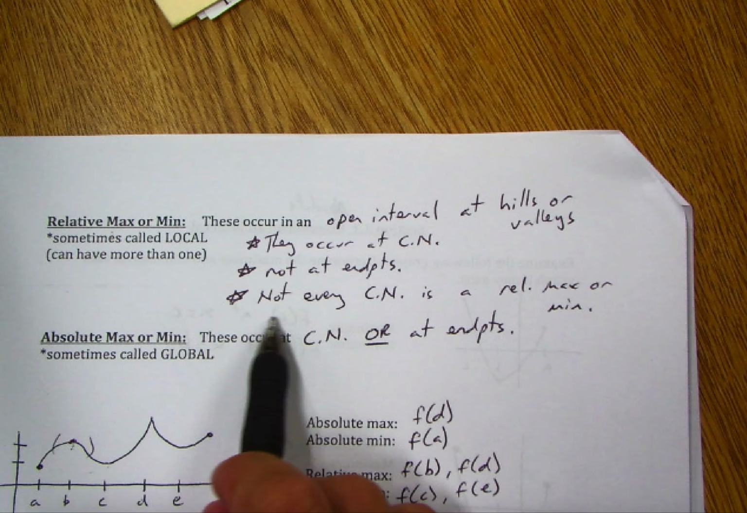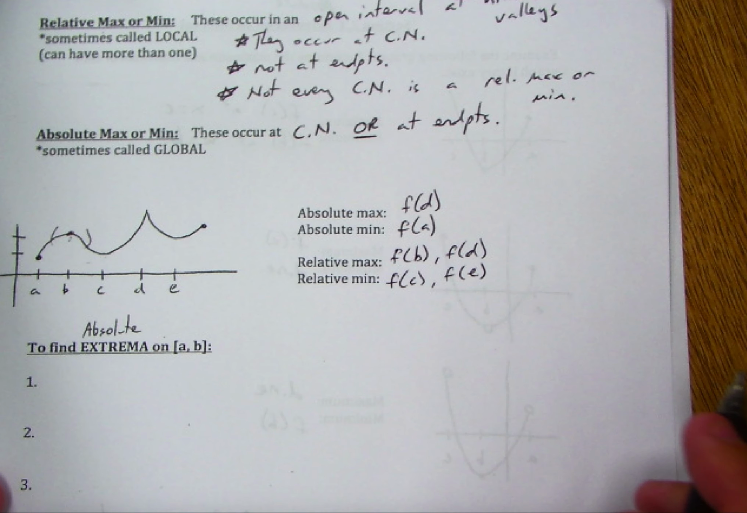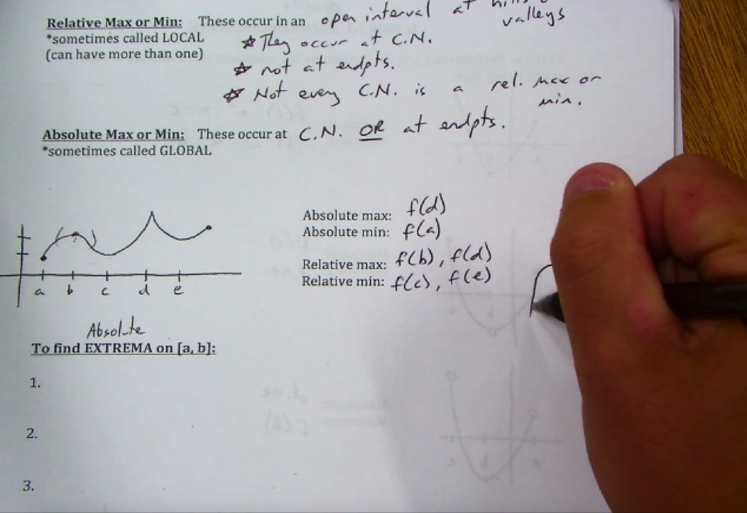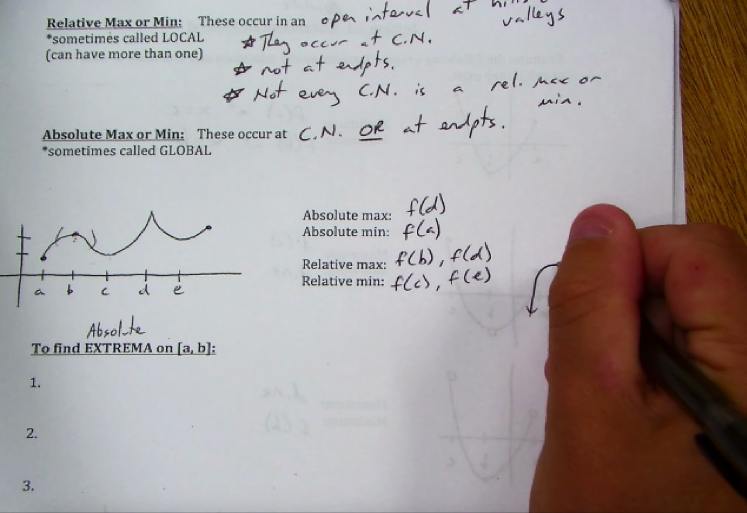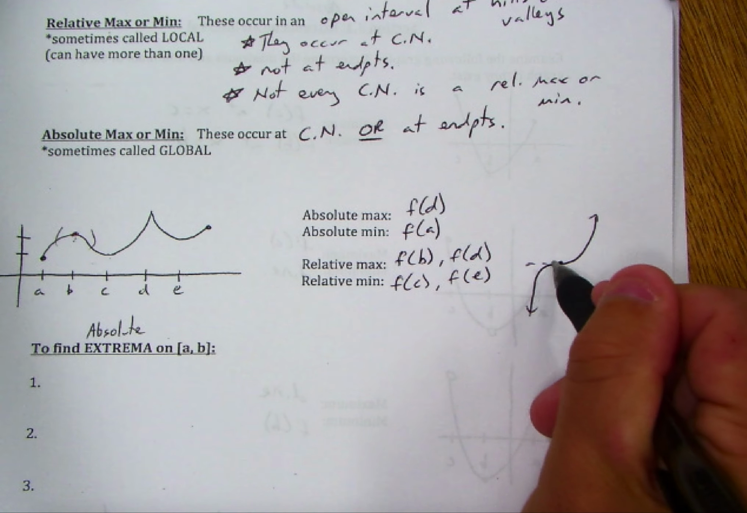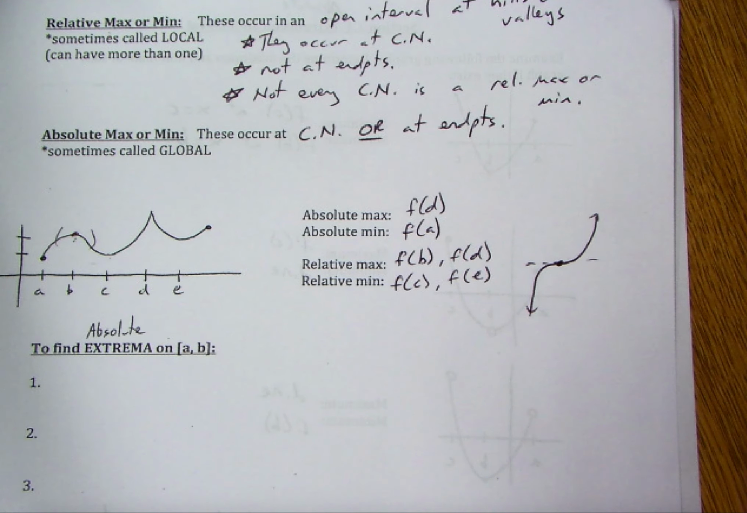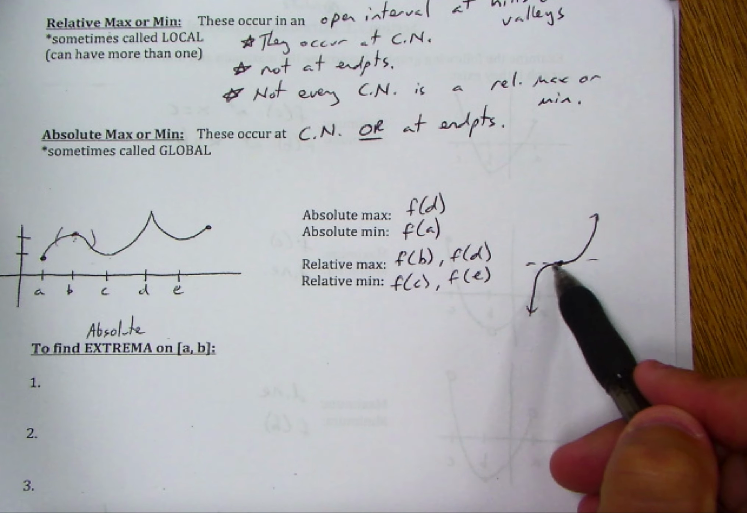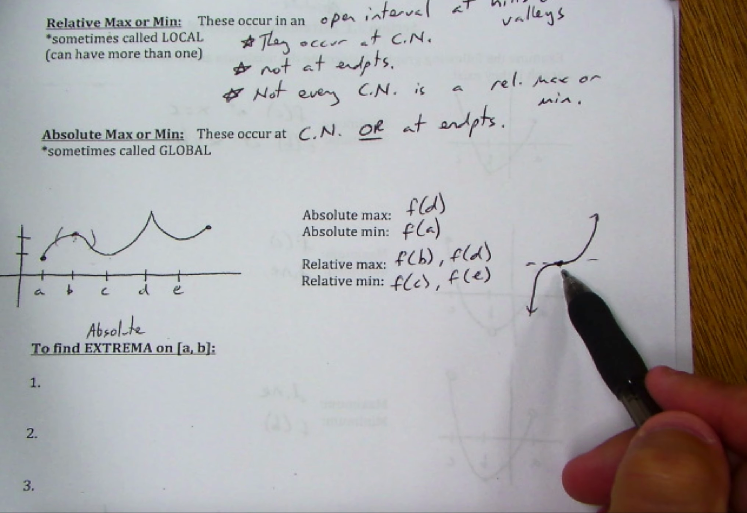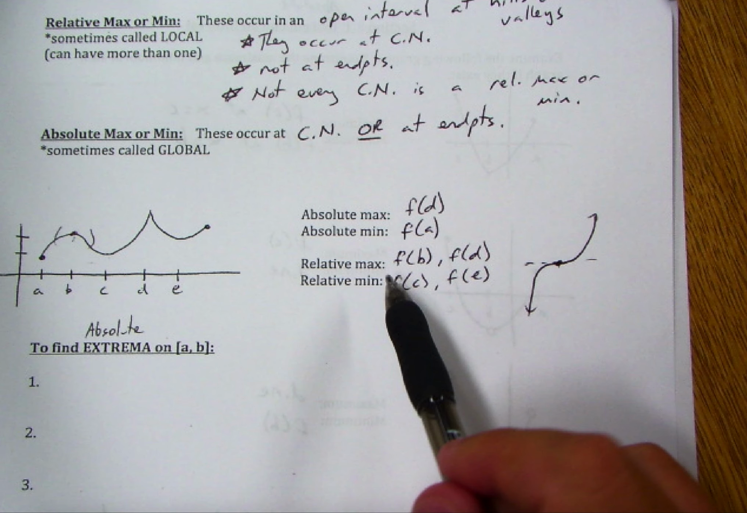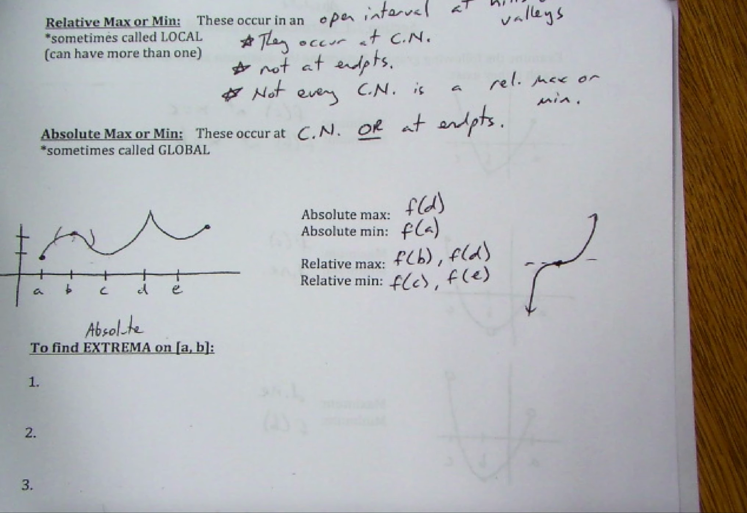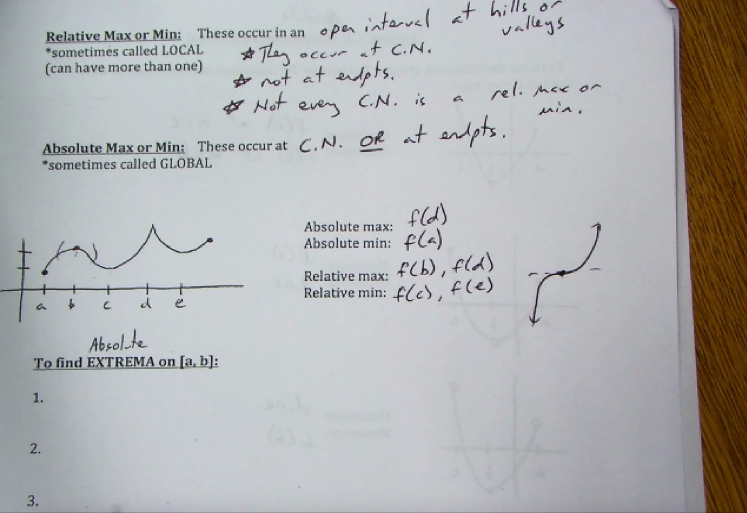I mentioned up here, not every critical number gives a relative max or min. To show you an example of that, let's say I had an x cubed function, like this. Right here in the middle, the derivative would be 0. It has a horizontal tangent right there, but you could tell that this is not the highest point or lowest point in any subinterval of this function. So this would be a critical number right here, but this would not be a relative max or min. So relative extrema have to occur at critical numbers, but not every critical number will give a relative max or min. Again, we'll talk a whole lot more about that in upcoming lessons.